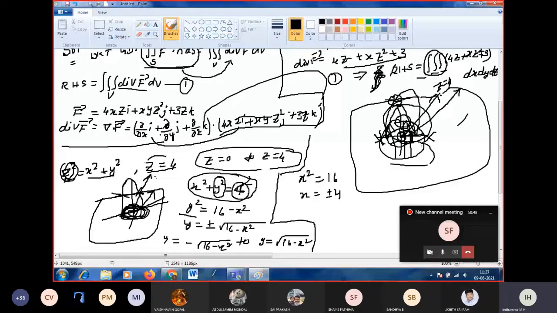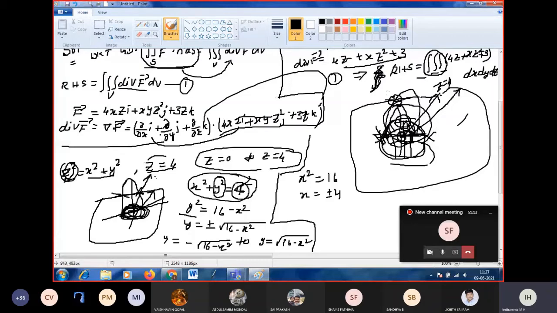Have all of you cleared the limit? You take the constant limit along the x-axis. Along the x-axis, y is 0, z is also 0. Here I am not taking z, I am taking a circle, with center at origin and radius 4 units. So if you put y equal to 0, you will get x variation from minus 4 to 4.